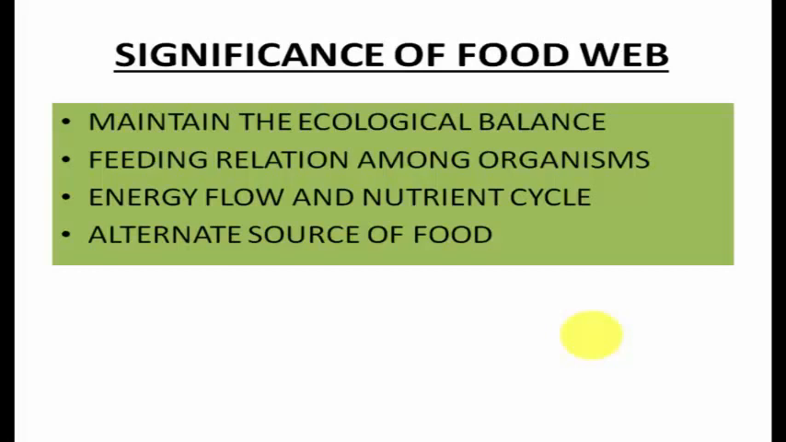Secondly, food chain tells us that it is not that for a particular organism there is only one particular kind of food available, but it has an alternate available. Let's say it is not that the rat will be eaten only by an owl, but the rat can be eaten by a cat or any other animal, or let's say a dog. So an alternate source of food is always available if we have food webs and food chains properly maintained.